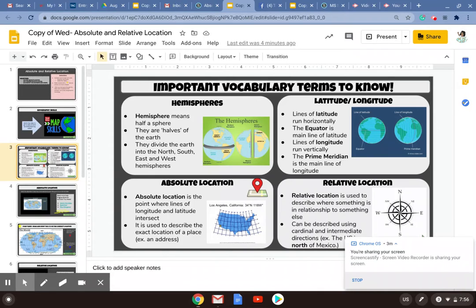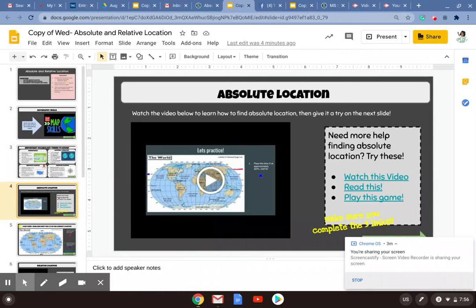And so if you don't know them, you're going to be like, I have no idea what we're doing, and you're going to be a little lost. So we have an absolute location video. You're going to watch that. Now, need more help finding absolute location? Try these. So make sure you complete the 3 links.